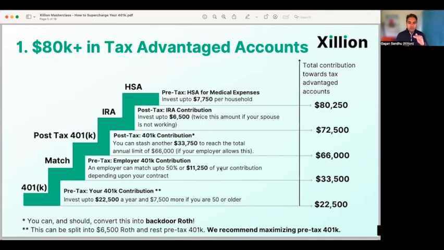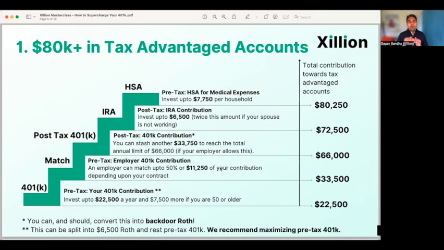First and foremost, the first step everyone should do is maximize your 401k contribution, which for 2023 is $22,500. The beauty of this is you get a tax deduction on this, right? So if you're in a 30% or 25% tax bracket and you contribute $22,000, you're basically saving $5,500 in taxes. So overall, just go for it.